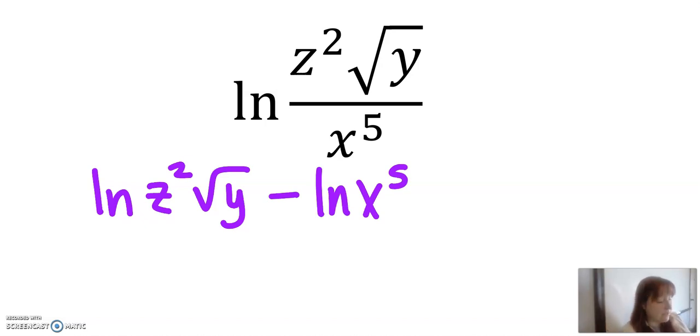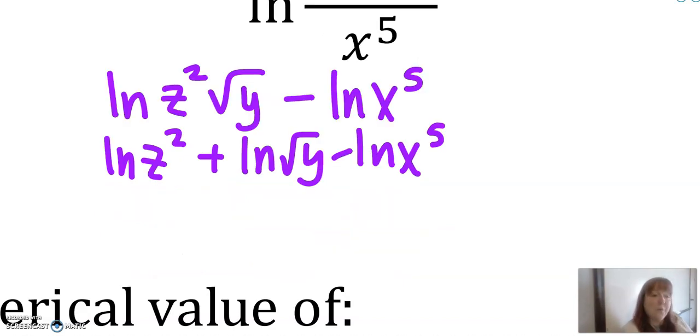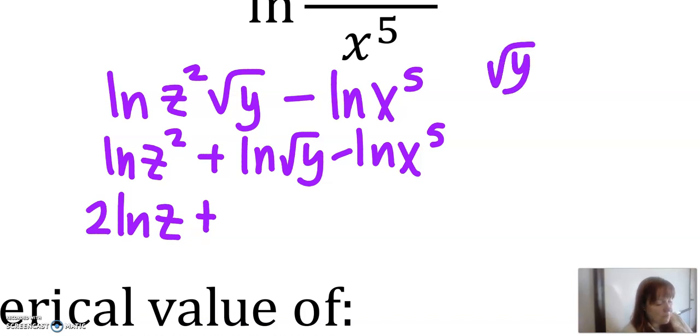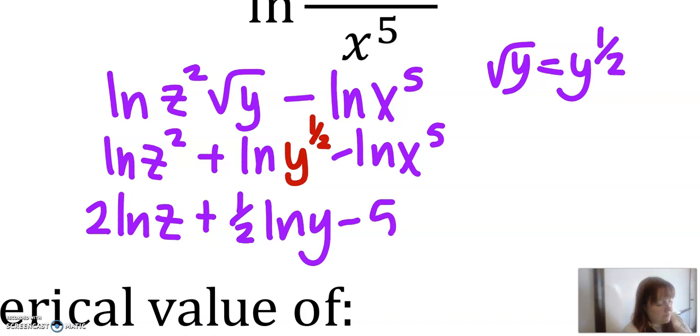Okay, now I see a product. Again, here's a product right here. I'm going to split that, so I have ln of z squared plus ln of root y minus ln of x to the fifth. And now we can bring down our exponents. So we have 2 ln of z plus, now again, what is the exponent on the square root of y? That's the same as y to the 1/2, remember? So I can rewrite this square root of y as y to the 1/2. And now I have an exponent that I can just bring down. So that's 1/2 ln of y. And I can bring down this exponent, 5 ln of x.